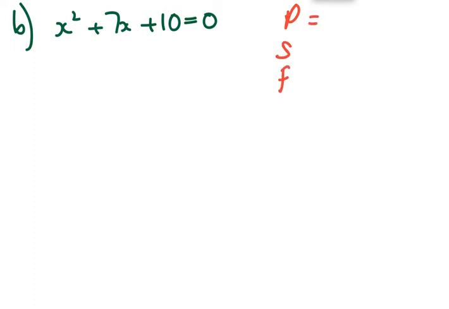So PSF, applying that here, P is going to be 10 times number out the front, so 10 times 1, which is 10. S is going to be 7. F, two numbers that multiply to give 10, add to give 7. I think it's pretty straightforward here. Multiply to give 10, 5 and 2 will be your numbers that you're after.